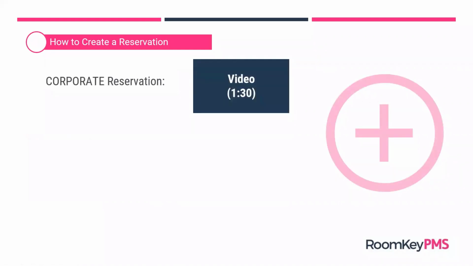So another type of client type that you might use is a corporate client type. That would be a guest that is traveling with a corporate profile or some sort of negotiated rate or profile information associated with their company. So I have a short video here that will show us what it looks like to make a corporate reservation.